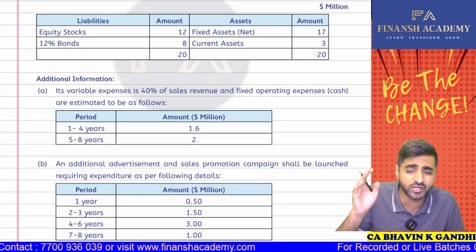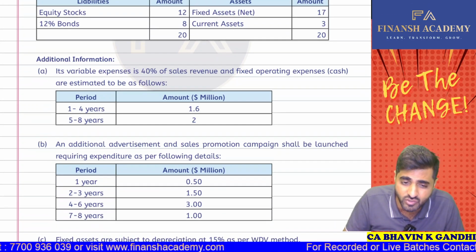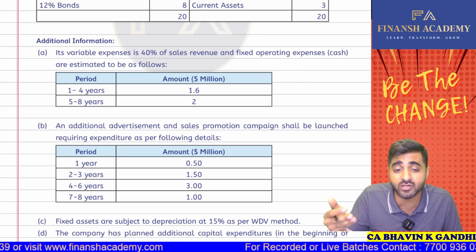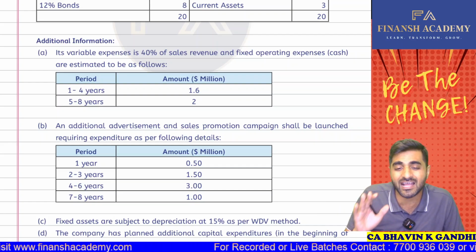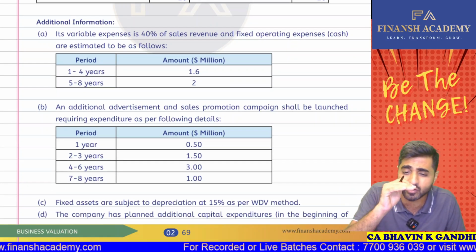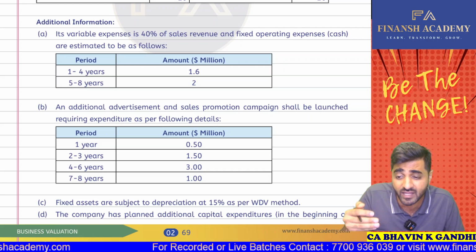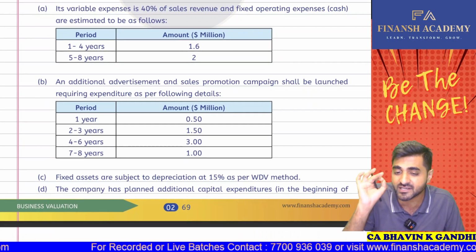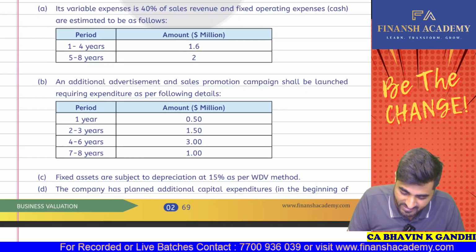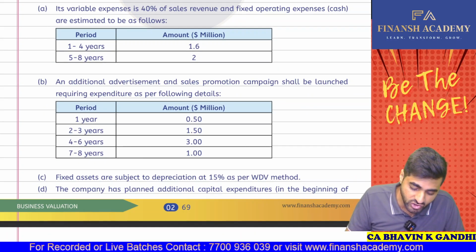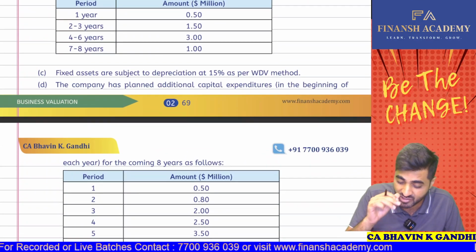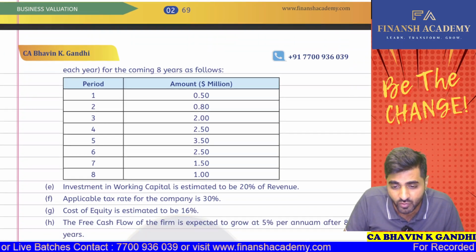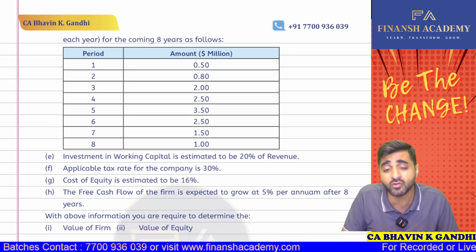For year 1 to year 4, it is $1.6 million, and year 5 to 8, it is $2 million. An additional advertisement and sales promotion expense shall be launched, requiring expenditure as per the following details, in which there is period 1, 2 to 3, 4 to 6, and 7 to 8, and we have these expenses. Fixed assets are subject to depreciation at 15%, but this is on WDV basis. Okay. And also, they have told you that the company has planned additional capex at the beginning of each year, and they have given you investment in working capital as 20% of the revenue.